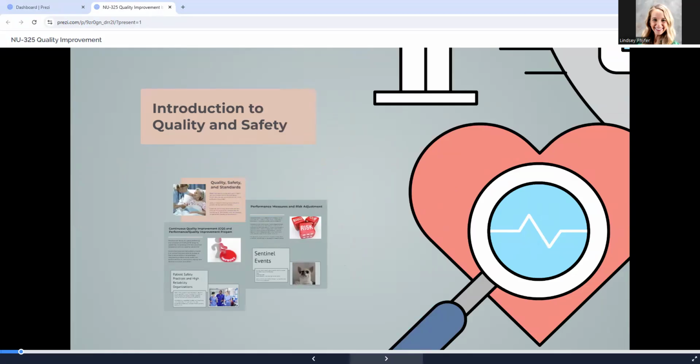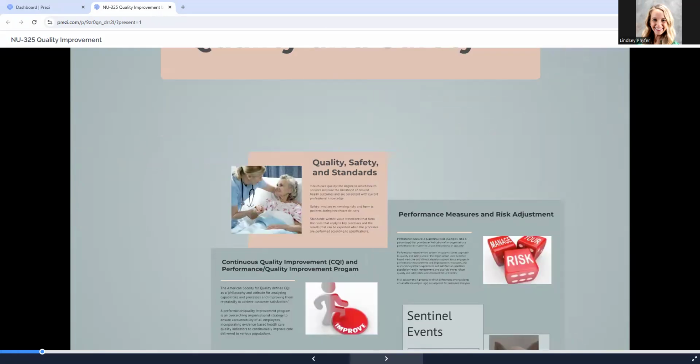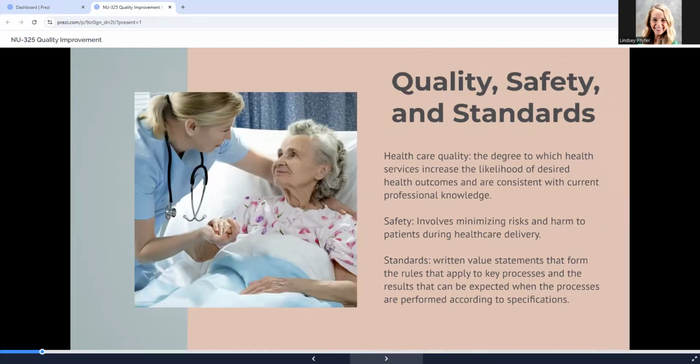So to get started, let's first introduce some quality and safety key terms that I'll refer back to as we go through this presentation. So quality, safety, and standards. Healthcare quality is the degree to which healthcare services increase the likelihood of desired health outcomes and are consistent with current professional knowledge. Safety involves minimizing risk and harm to patients during healthcare delivery, and standards are written value statements that form the rules that apply to key processes and the results that can be expected when these processes are performed according to set specifications.